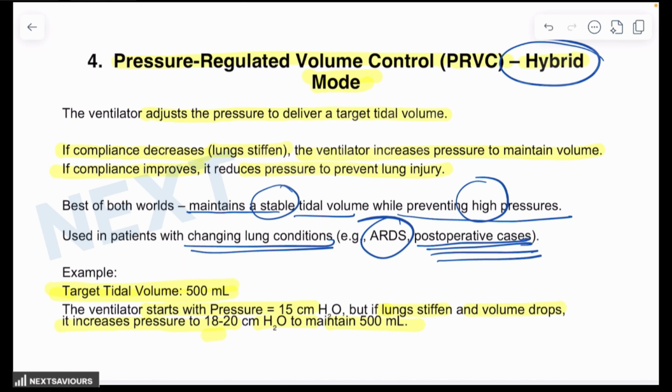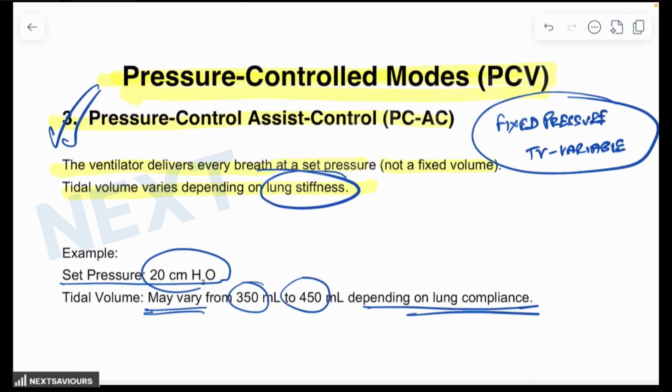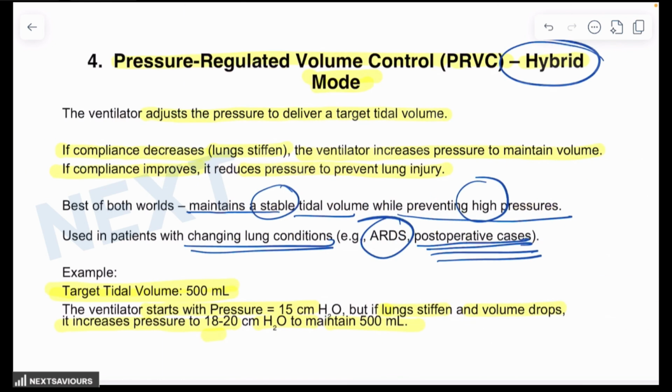Now, if you try to understand this in one line, PCAC is providing a fixed pressure with a variable volume. But PRVC is adjusting the pressure automatically to maintain the set tidal volume. So it is best for changing lung conditions. I hope you have understood all the four modes over which the ventilator has a superior hand.